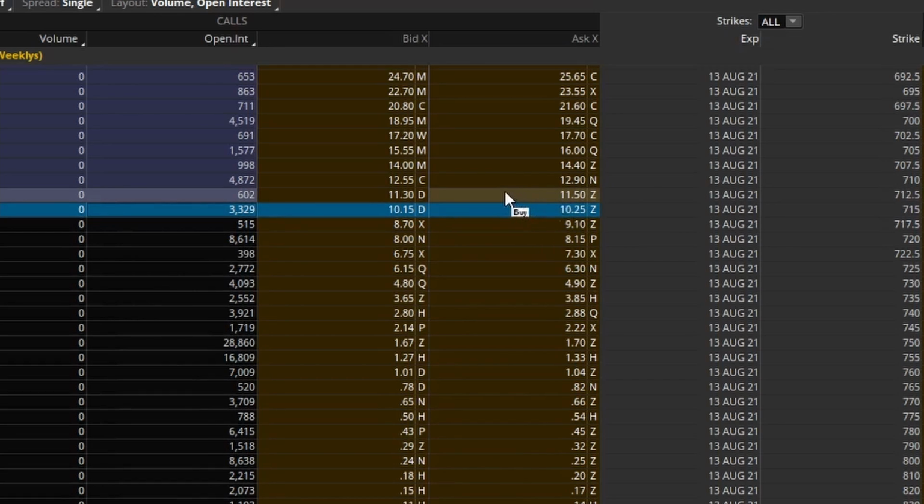Even between the two that I picked just now, the 715 and the 712.5, you can see that this one has more volume and more open interest, and you can see the spread. Here, the price is between $15 and $25, so the spread is just $10. But over here, for the 712.5 strike price, it's between $11.30 and $11.50, so the spread is 20 cents instead. So this one the spread is only 10 cents, but this one the spread is 20 cents.